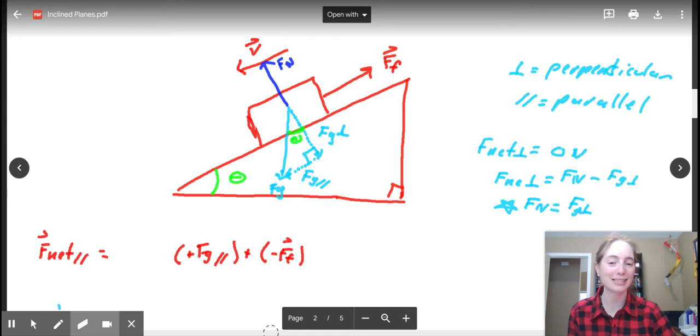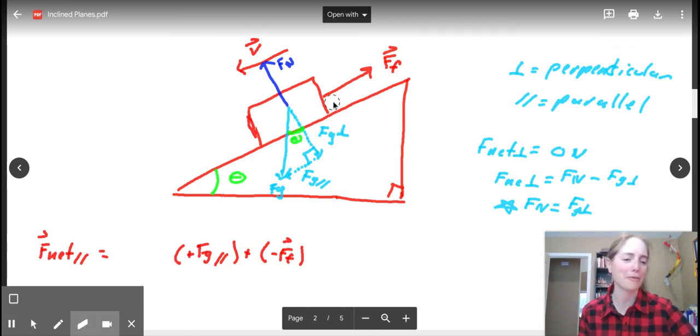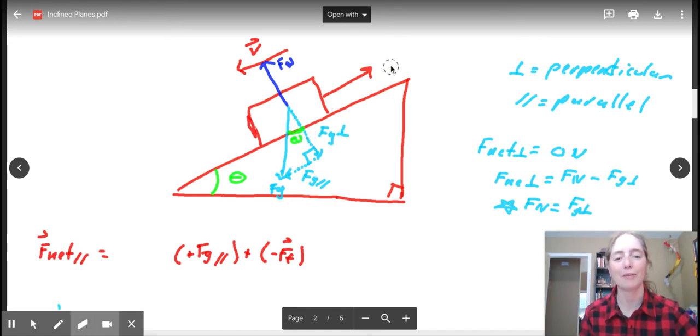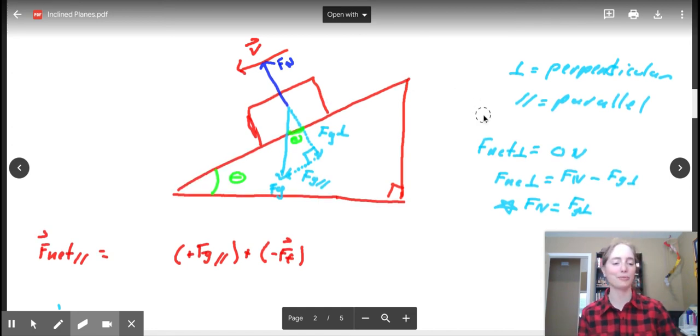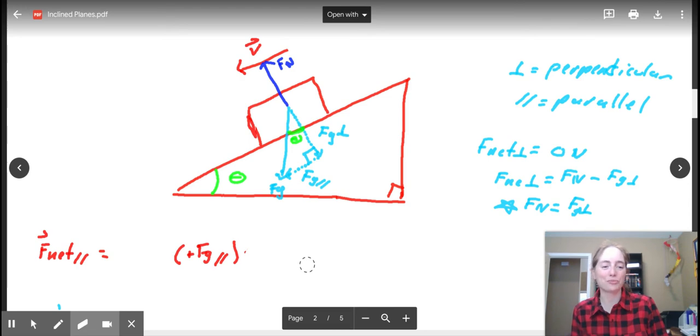Now, if you're going to have an object sliding down a frictionless ramp, which in reality doesn't happen, but for sake of argument, if we have a frictionless ramp, that means we're going to be having an object sliding down a ramp without being pulled and without having any friction. So in this case, our F net parallel is going to equal our FG parallel. Okay, so ladies and gentlemen, that is how we draw our lovely force of friction diagrams.